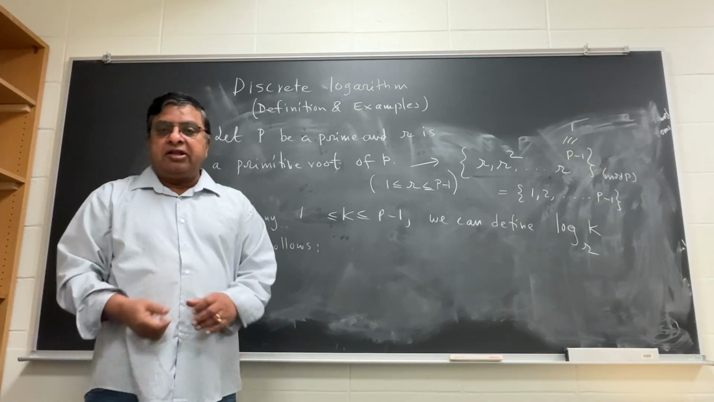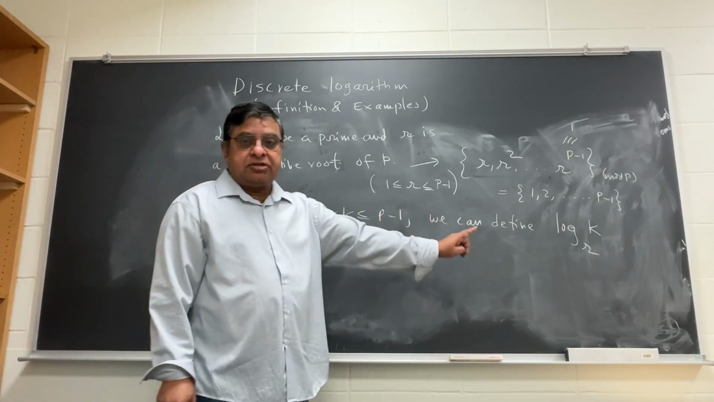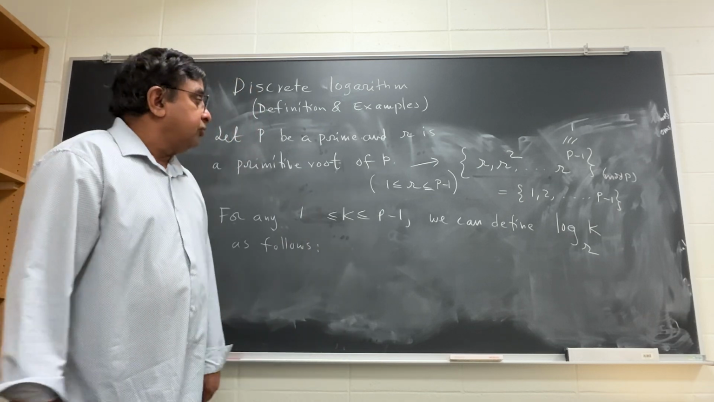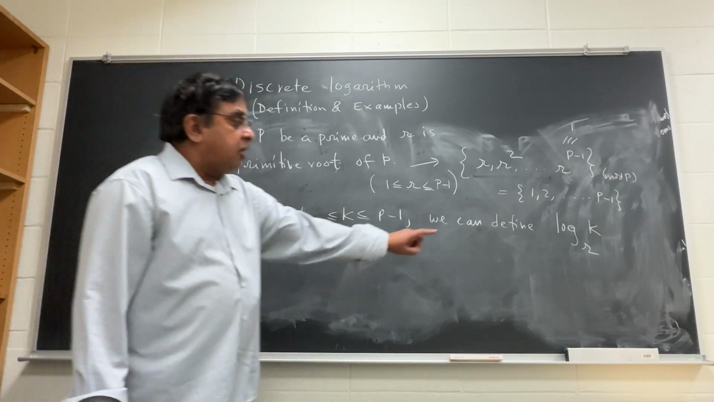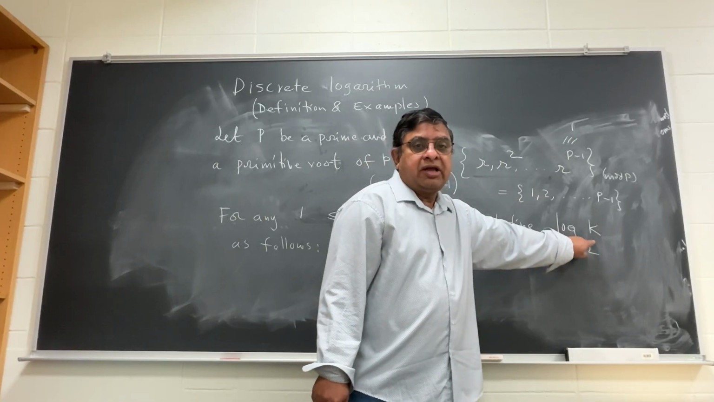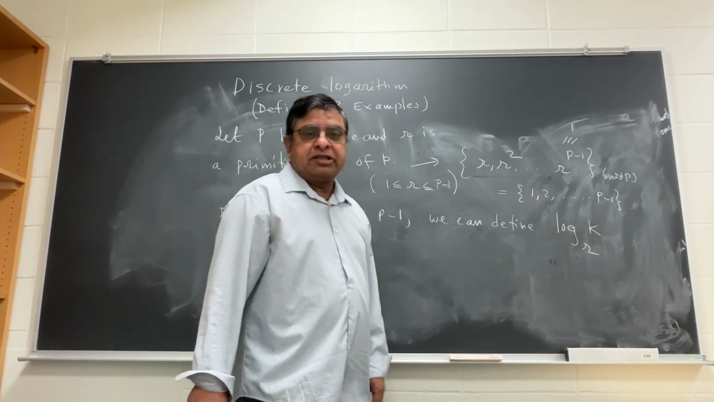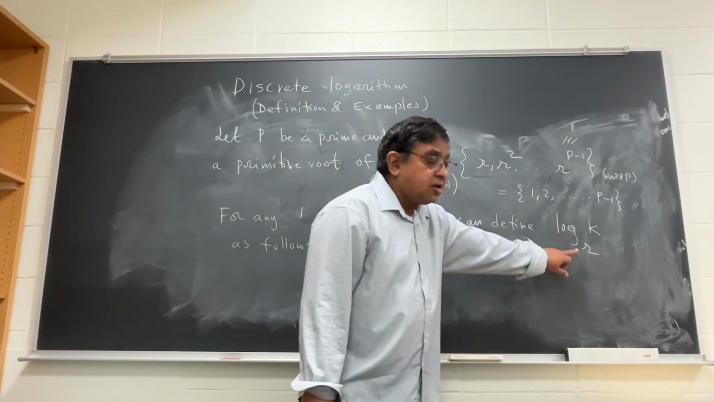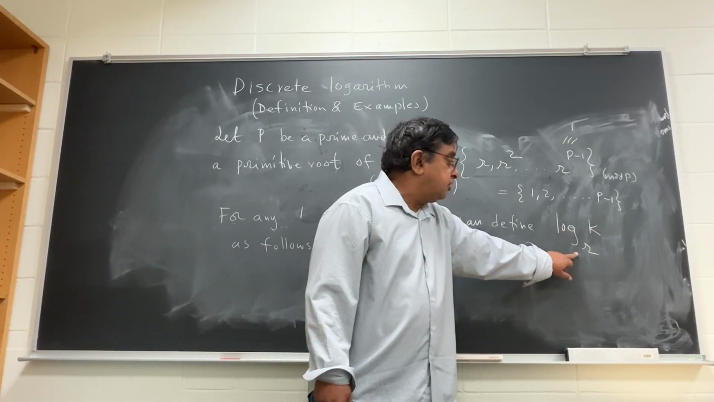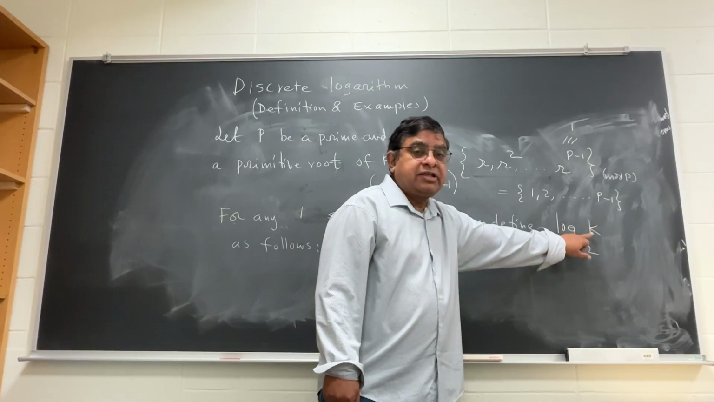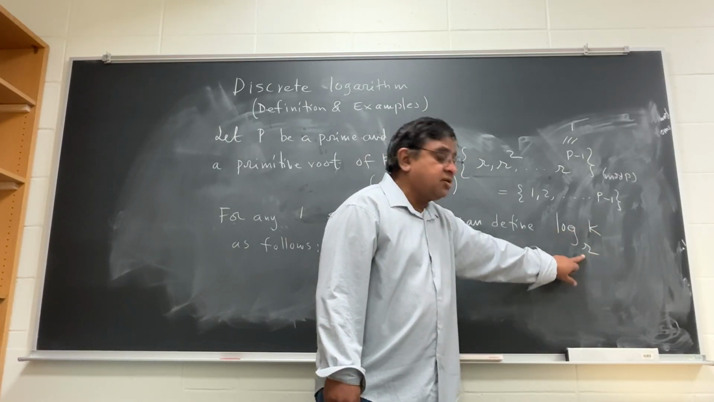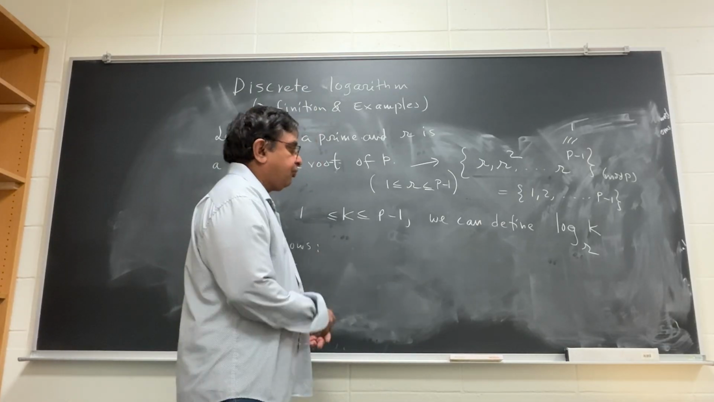So before I define that, we want to make sure, if you want to compute discrete logs, you got to have a primitive root and you got to have an integer k between 1 and P minus 1. And this R is known as the base, as usual, the notation for logs. And this k, we want to compute the discrete log of k to base R. That's how we read this.